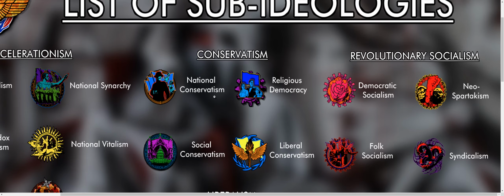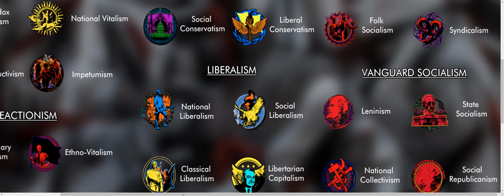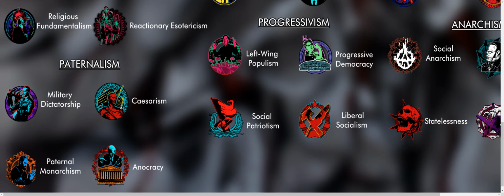We've got national conservatism, basically conservatism for our people. And we've got social conservative, which is like progressive conservatism, or liberal conservatism. This one is conservatism without being fundamentalist or esoteric.